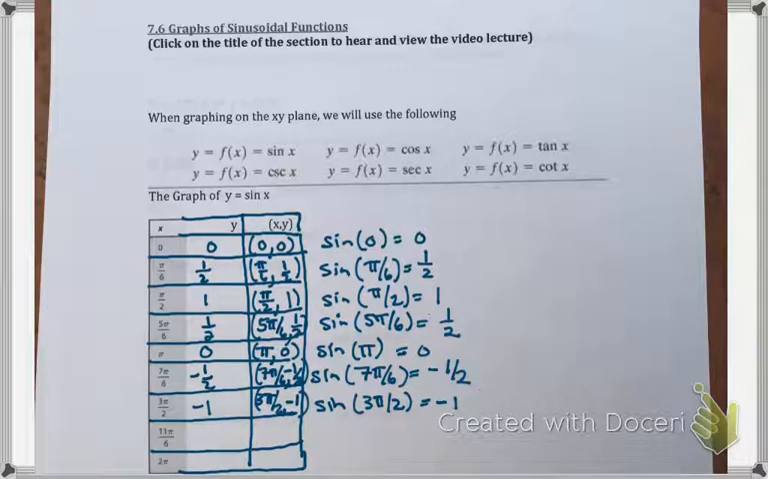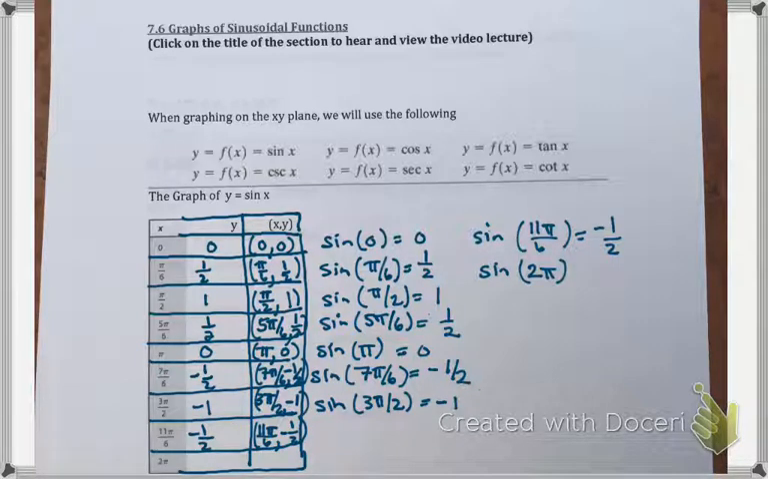Alright. Sine at 11 pi over 6 gives me negative 1/2. So I plug in negative 1/2 here, and we get (11 pi over 6, negative 1/2). And finally, back to the beginning, we get sine of 2 pi, which is 360 degrees, and we're back to 0 again. So this is (2 pi, 0).